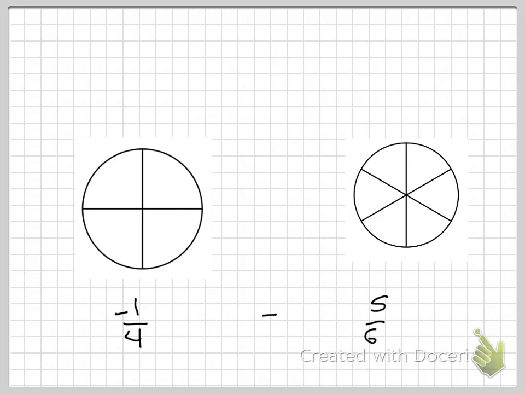Okay, so in this problem I have negative 1/4. Ooh, that's interesting. Okay, so this time we're going to throw in some negative signs in there. That's okay. So negative 1/4 minus 5/6. I apologize, that's not negative. Okay. So, once again, we have this problem where we have one circle divided into 4 equal slices, the other one divided into 6.